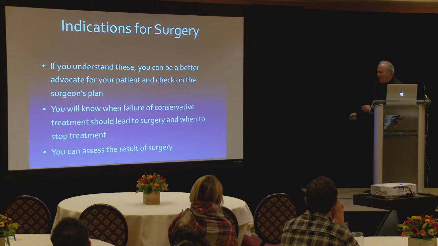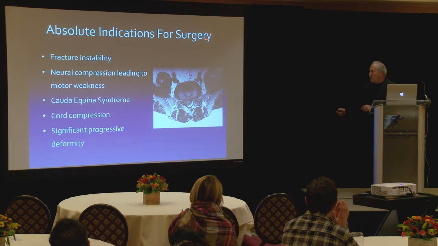You can assess the results of surgery. So if somebody comes back from a surgery and they're having certain symptoms, would you expect that? Or is that wrong and you say, wait a second, let's look at another way. Something else is going on. So, absolute indications. Fracture instability. Neural compression leading to motor weakness. Cauda equina, cord compression, and significant progressive deformity. So if you remember these, it makes it easier.